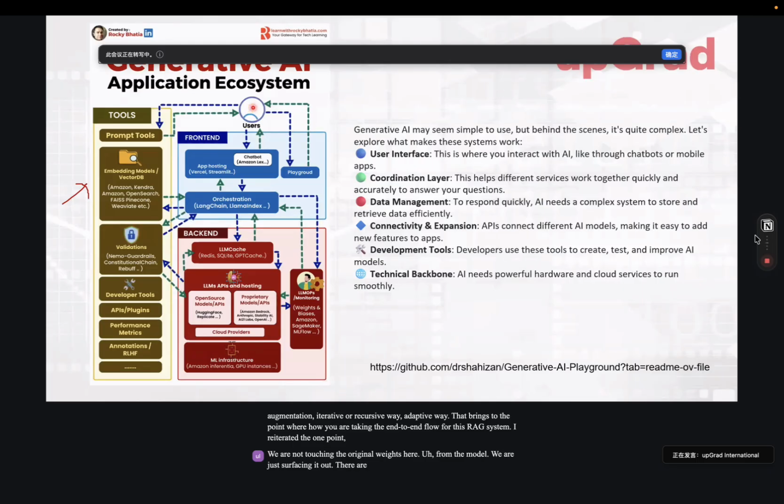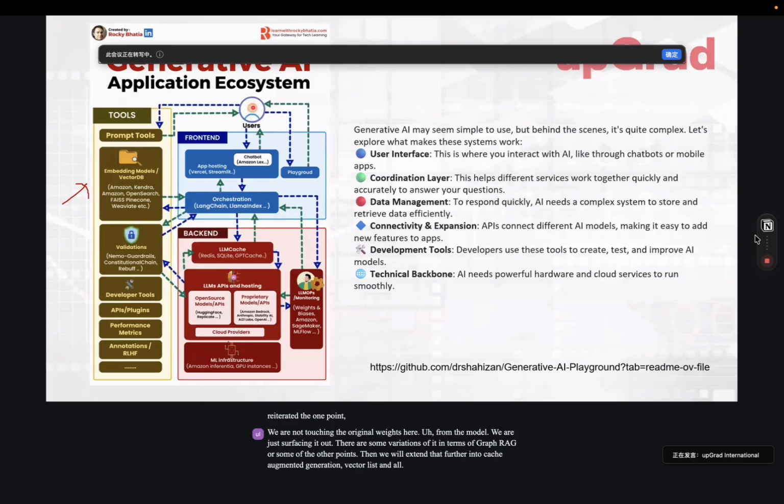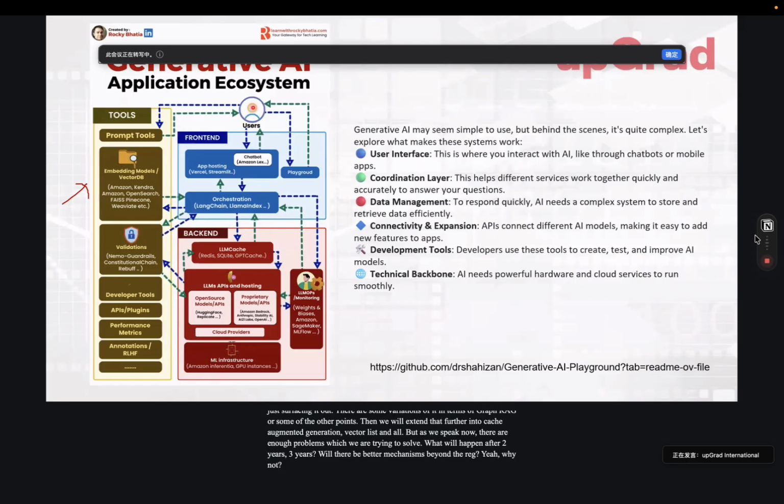There are some variations of it, such as graph RAG and others. Then we will extend that further into cache augmented generation, vectorless and so on. But as we speak now, there are enough problems we are trying to solve. What will happen after 2 years, 3 years? Will there be better mechanisms beyond RAG? Why not? Till that time, we have at least a couple of quarters. We have enough problems to solve with RAG. That's where I'll leave you.